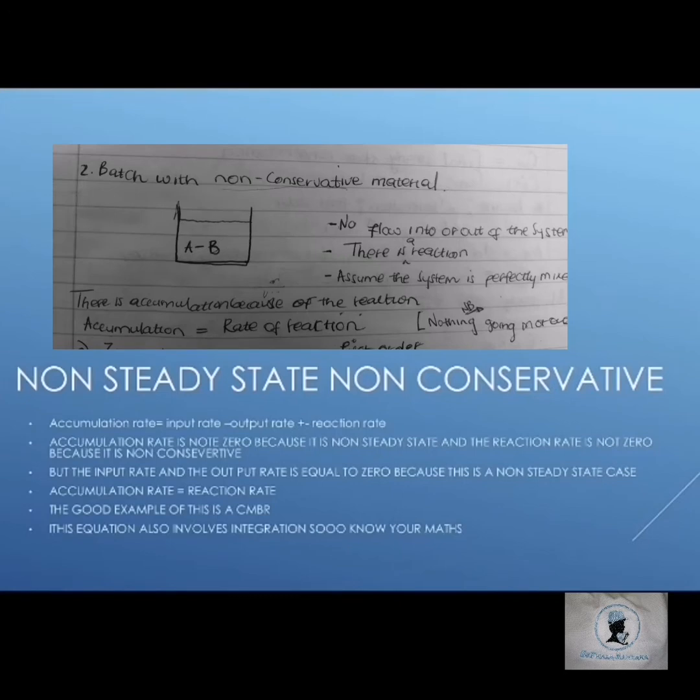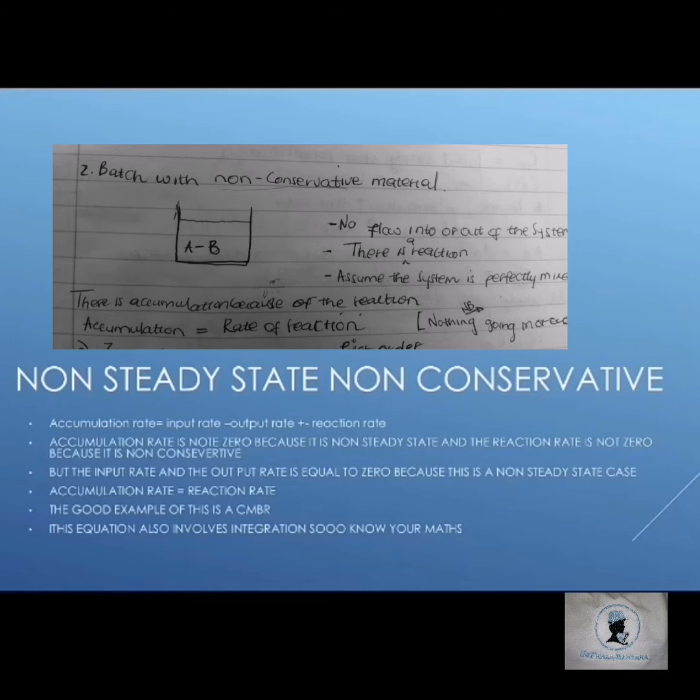we go on and we have our non-steady state non-conservative. You know the drill. You write down the mass balance universal equation, and then accumulation rate is not 0 because it's a non-steady state, so we're not cancelling out accumulation rate. And our reaction rate is not 0 because it's non-conservative. But our input rate and output rate are equal to 0, which means you're going to be cancelling out input and output. So you're going to be left with accumulation rate is equal to the reaction rate. A good example of this is the CMBR, which means completely mixed batch reactor.